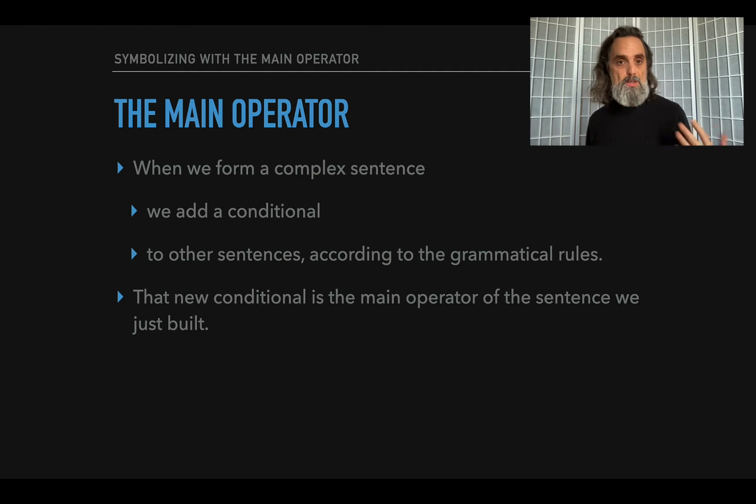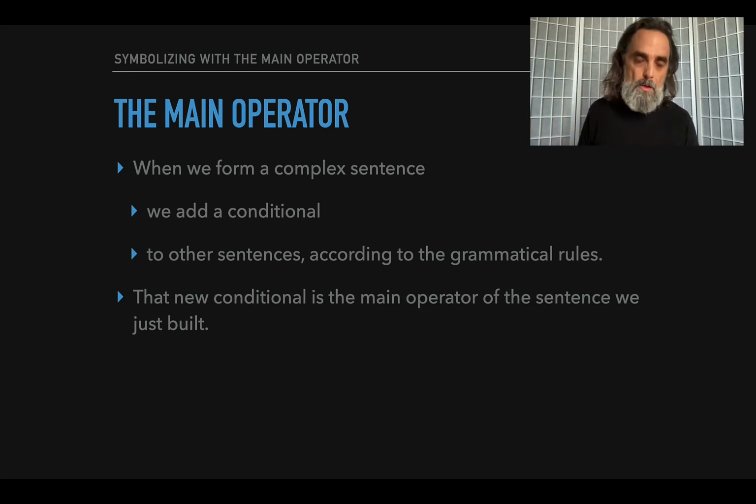But we want to just remember what is the main operator of a sentence. Whenever we form a complex sentence, whether it's in English or in natural language, we add that operator to some things that are already sentences. Since right now we're just worried about conditionals, we know that there are, however complex or not, some things that are already sentences. We add the if-then or the arrow or only if or whatever to those sentences to make a new sentence. And so that new conditional is the main operator of the sentence we just built. And if we delete that main operator, we're left with just the pieces. And that's going to be important in using our method.